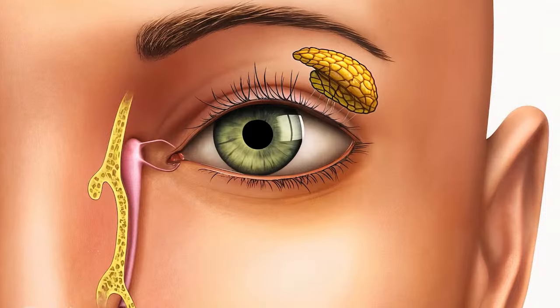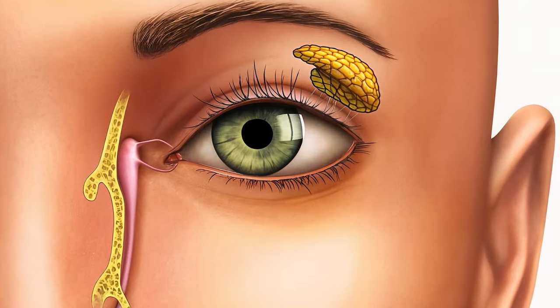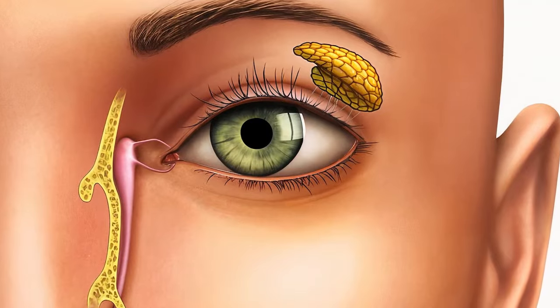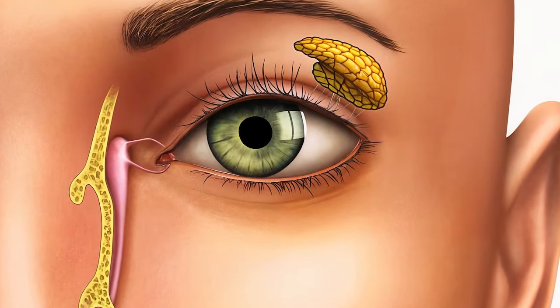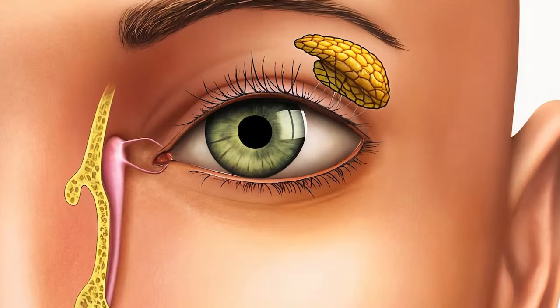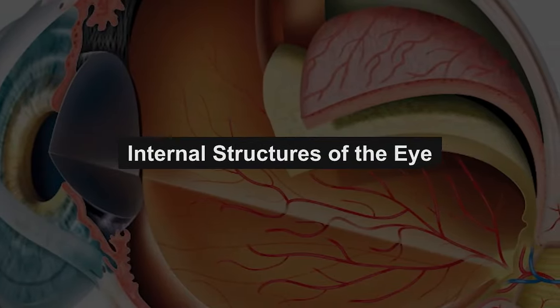In tandem with these, the lacrimal apparatus produces the tears that not only moisten the eye, but also help remove any irritants, ensuring the cornea remains clear and receptive to incoming light. Internal structures of the eye.